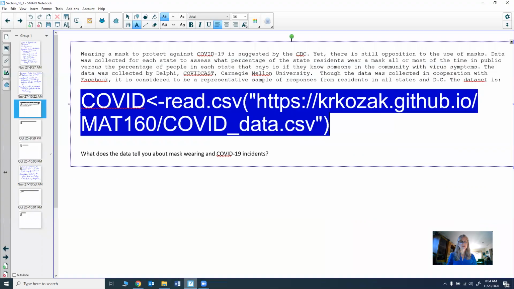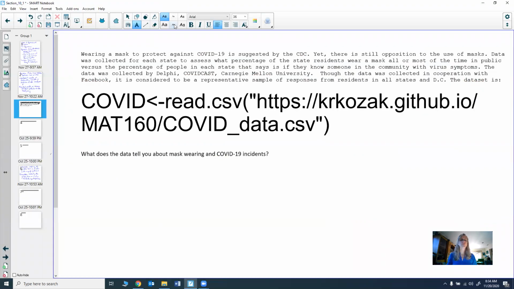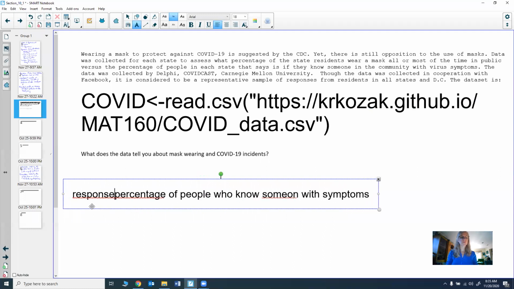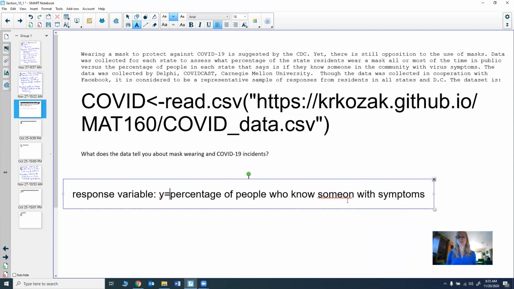And what I'd like to do is see what we can do with it. So let's first try to figure out what would be our response variable and what would be our explanatory variable. So our response variable appears to be what's responding, which is the percent of people who know someone with symptoms. So that's my response variable. In this class, we're going to use Y for that. You don't have to, but it's a little long to write if I don't use Y. I don't want to have to write these words every single time. That's the only reason we use letters, because it's too long to write them.